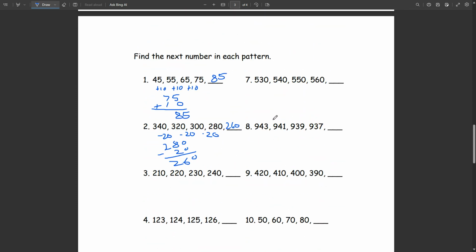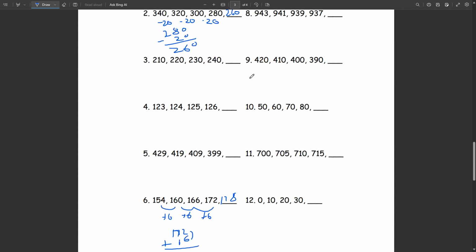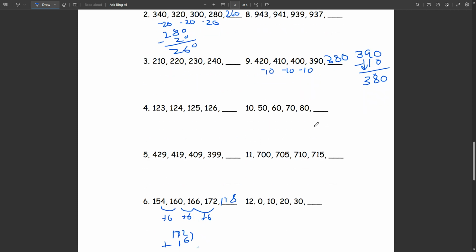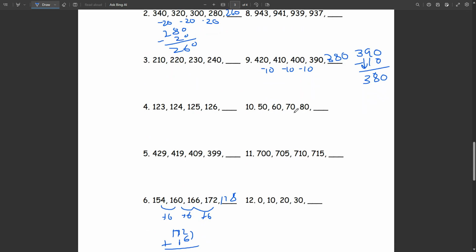Let's go up to 9 here. So 420, and then 410, 400, 390. We can easily see that it's just subtracting by 10 along the way. So we do 390 minus 10, 0, 9 minus 1 equals 8, and then drag it down for 3. So we get 380.